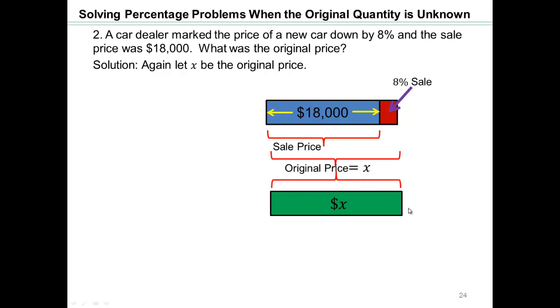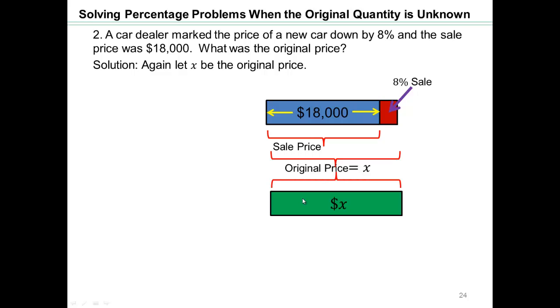All right, let's try this one on your own. Pause the video and see what you can do. A car dealer marked the price of a new car down by 8%, and the sale price was $18,000. What's the original price? Since we do not know the original price, we're going to call it X. Sometimes drawing a picture, a visual aid, helps because then you understand what the problem is all about. So let's say X is the original price of the car.